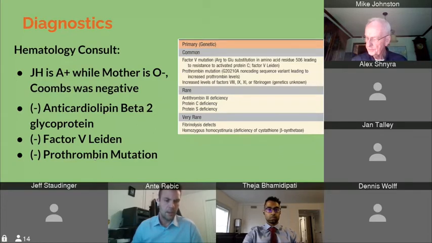But hematology determined that our baby has a positive blood type, and the mother was O negative, which could cause some Rh incompatibility, ABO and Rh incompatibilities. But the Coombs test was negative, and the Coombs test just tells us that there is nothing from the mom attacking the red blood cells of the infant.